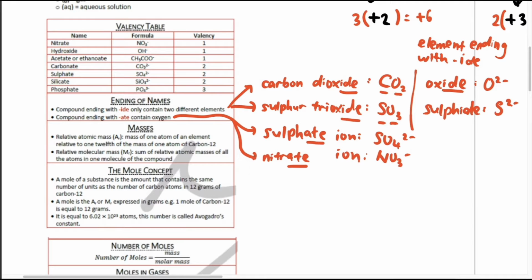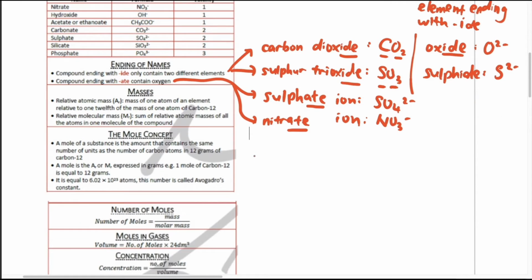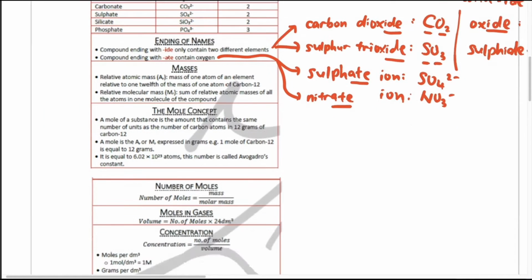Okay, now let's see the next point, the next subtopic here. Masses. Relative atomic mass, Ar. It is the mass of one atom of an element. For this, you can always look at the periodic table to find the relative atomic mass. So it shows the relative atomic mass, relative to 1/12 of the mass of one atom of carbon-12.